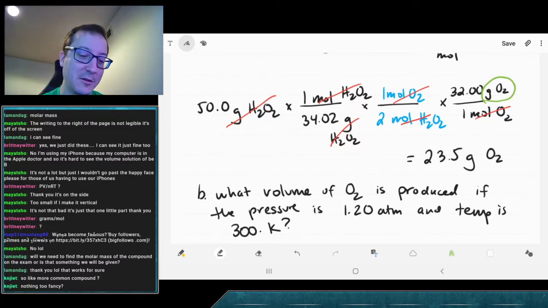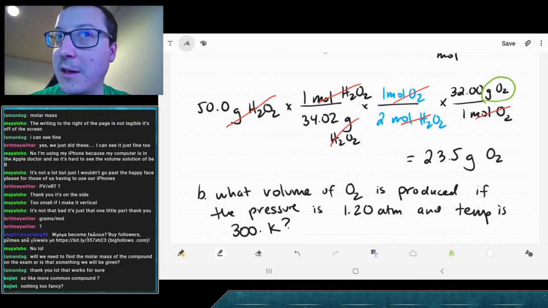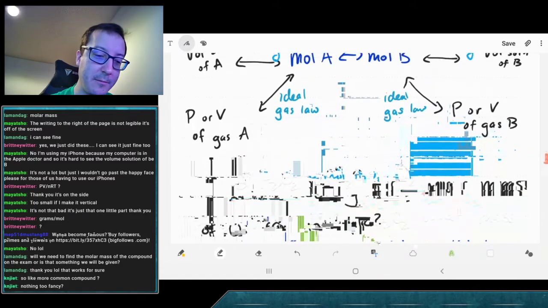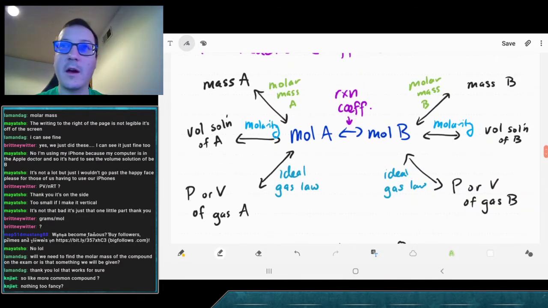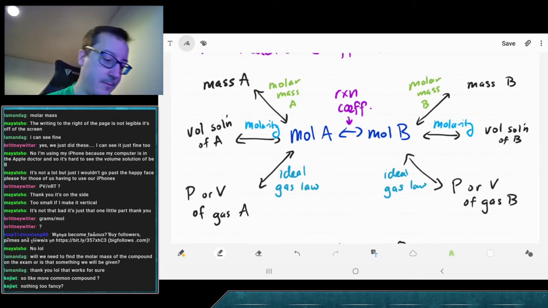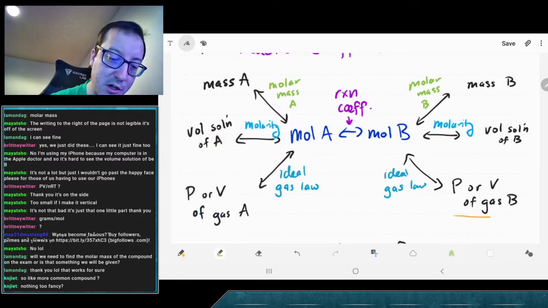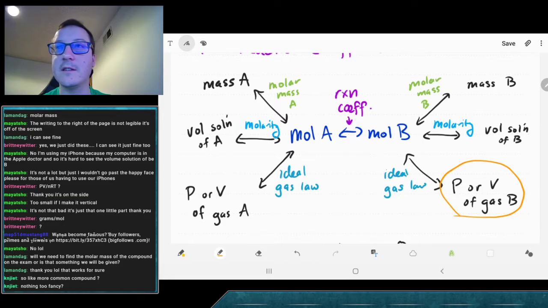What volume of oxygen is produced if the pressure is 1.2 atmospheres and the temperature is 300 Kelvin? What are we doing here? So let's go ahead and look at our chart again. Our lovely, lovely chart. We are now looking for the pressure or volume of a gas.